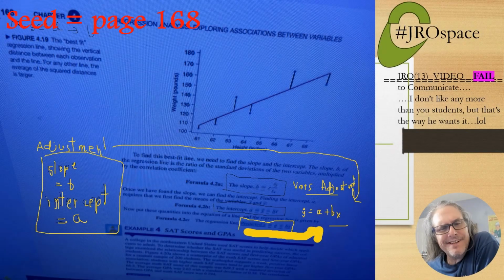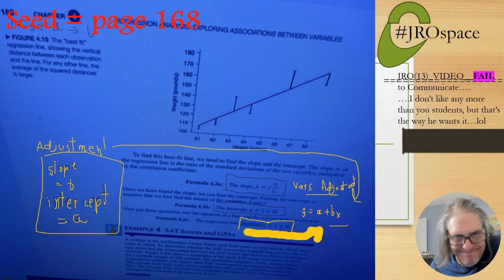So what we have here is failure to communicate. Now, I don't like it any more than you students, but that's the way they want it. Well, they get it, right? Anyway, I've spent time trying to decode my brain to get over to this particular way that they have done the equation.